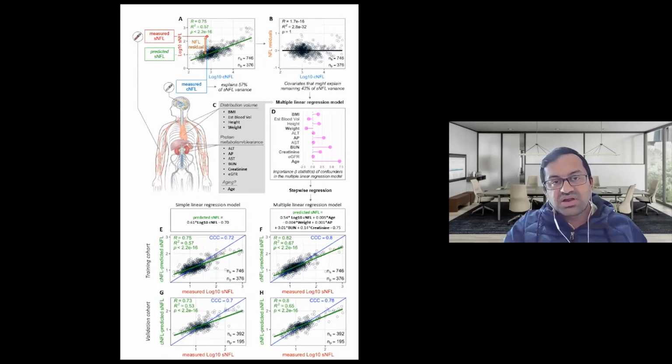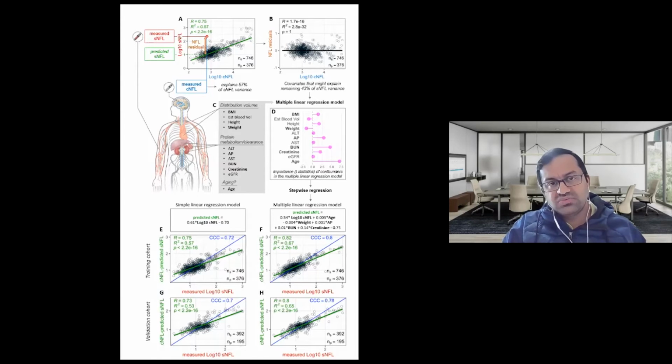But when people run the correlation between serum and CSF neurofilament light, they have seen the correlation coefficient, or R square, is around 0.4 to 0.6. So serum neurofilament light can explain 60% of the variability in CSF neurofilament light. Still, some part, 40%, is missing.